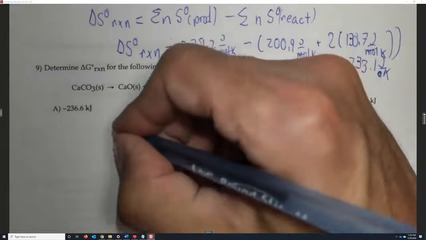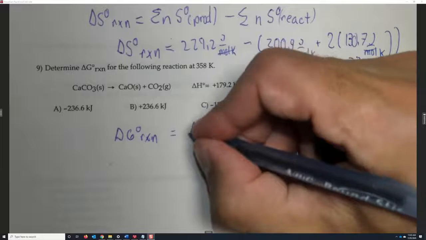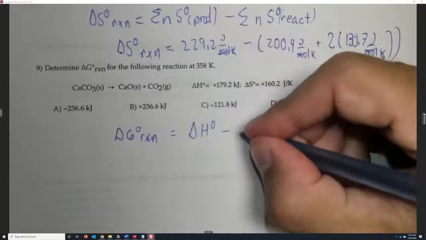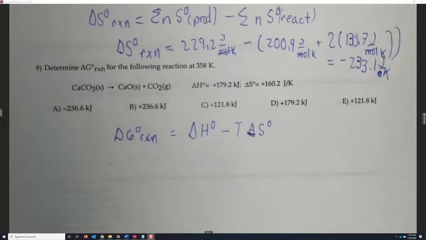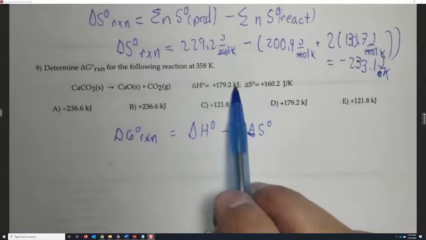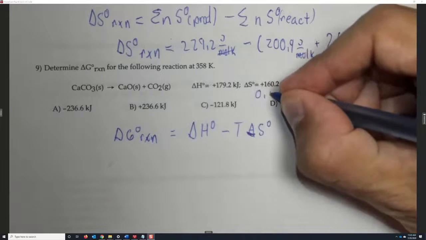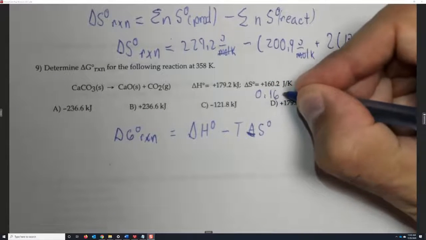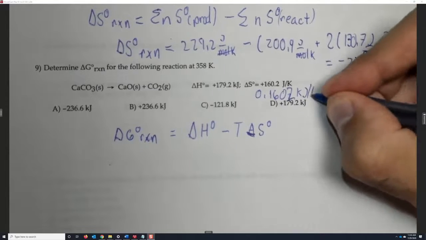So to solve this, we're going to use delta G equals delta H minus T delta S. Note that as usual, this is in kilojoules and this is in joules. So we need to write this as 160.2 divided by 1,000 and write it as 0.1602 kilojoules per K.